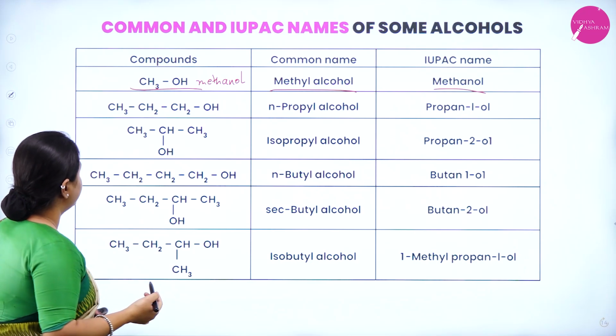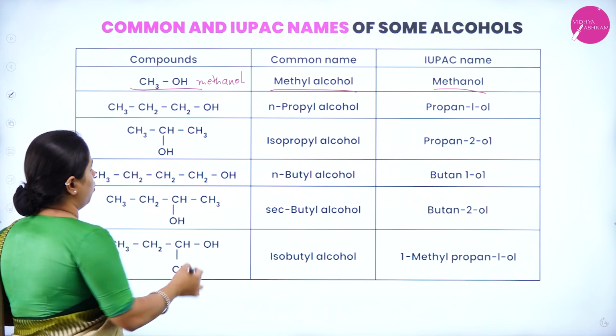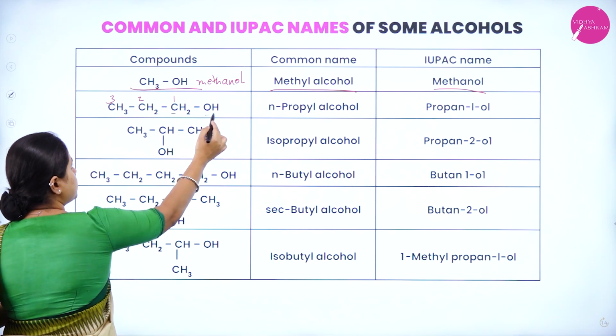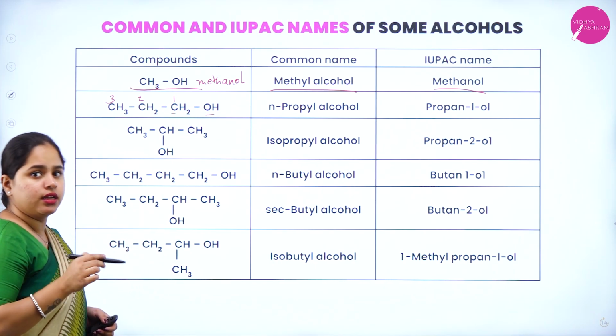Clear? Right. The next one is CH3CH2CH2OH. So we have to number from this side, as the carbon atom which is attached to the hydroxyl group should get the least number.